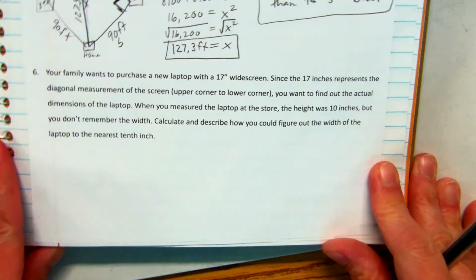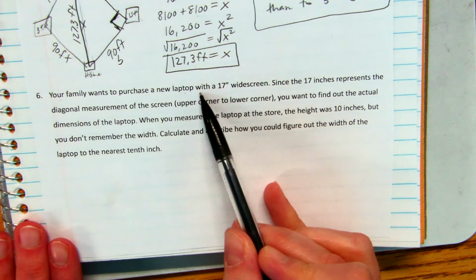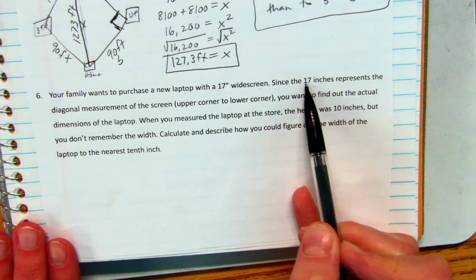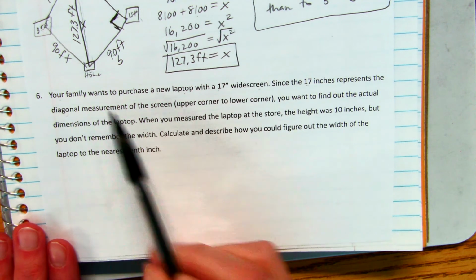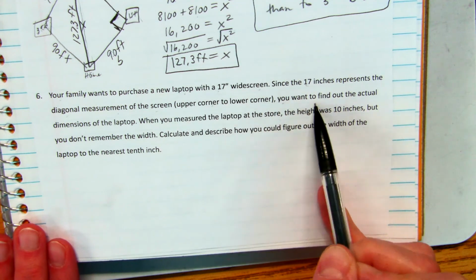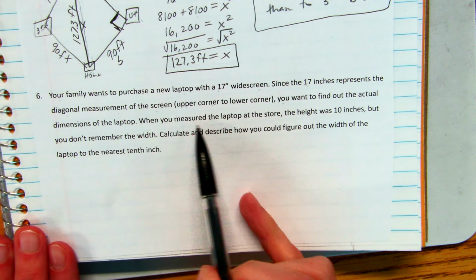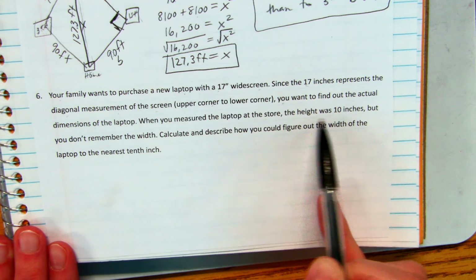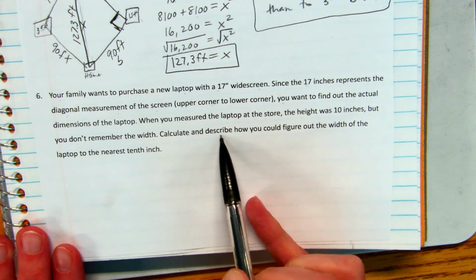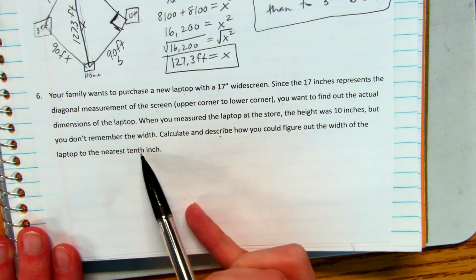So on number 6, it says your family wants to purchase a new laptop with a 17-inch wide screen. Since the 17 inches represents the diagonal measurement of the screen, upper corner to lower corner, you want to find out the actual dimensions of the laptop. When you measured the laptop at the store, the height was 10 inches, but you don't remember the width. Calculate and describe how you could figure out the width of the laptop to the nearest 10th inch.